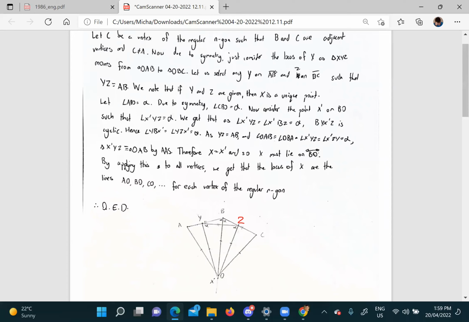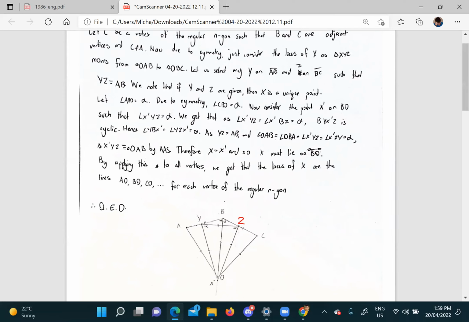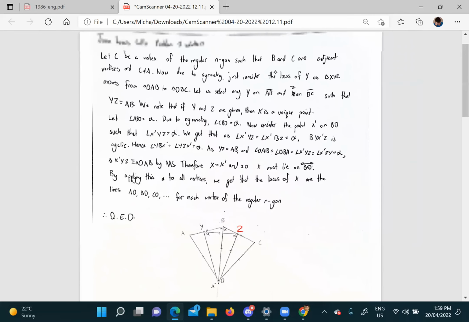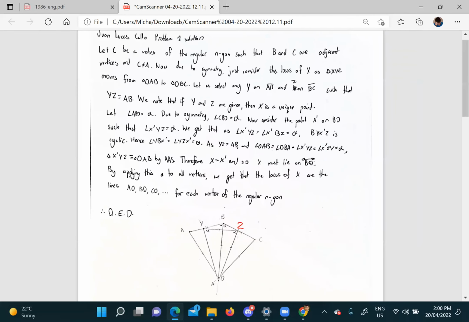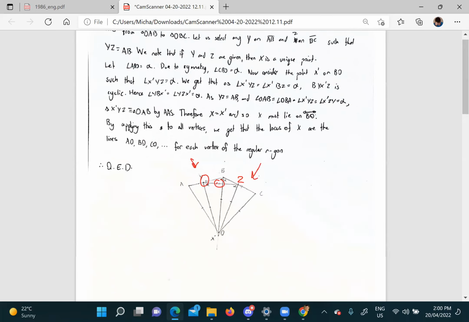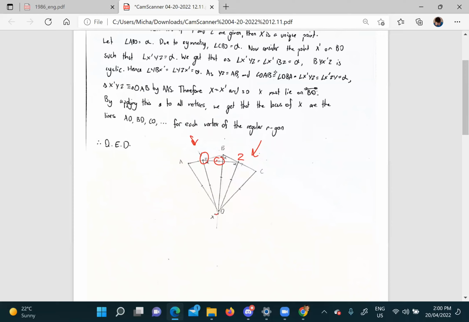That's weird because, let me think. Oh yeah, it's because X remains inside the polygon. Alright. So he's saying once we pick a Y on this line and a Z on this line, such that this line is equal to this line, the X here is uniquely determined because the triangle has to be congruent to ABO.